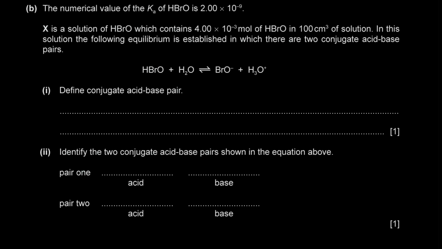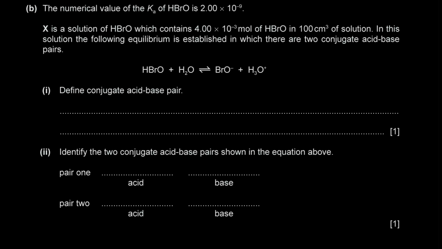The numerical value of the Ka of HBrO is 2.00 × 10^-9. X is a solution of HBrO which contains 4 × 10^-3 moles of HBrO in 100 cm³ of solution. In this solution, the following equilibrium is established in which there are two conjugate acid-base pairs.